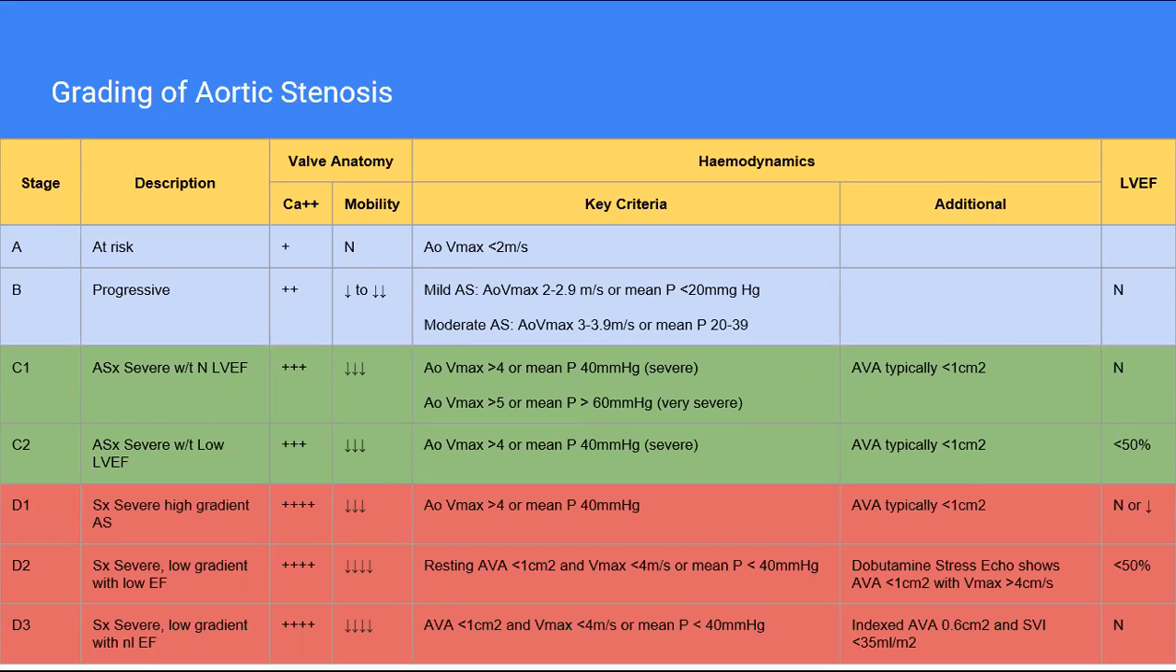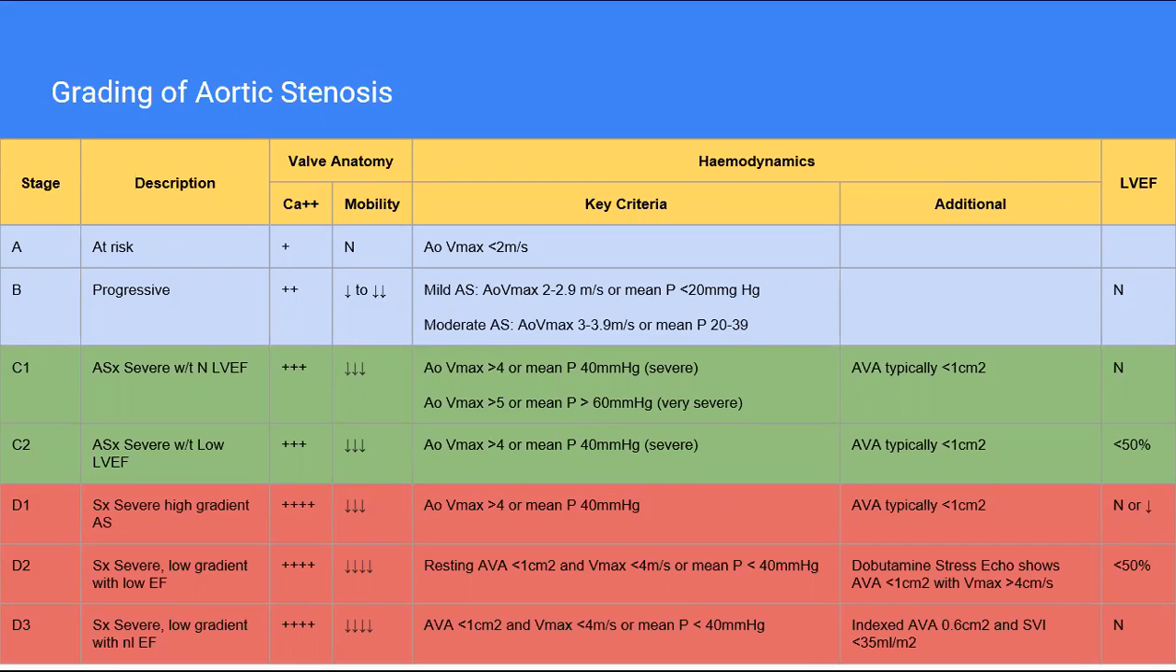In the red, you'll see that these are all severe symptomatic AS. And severe, for the most part, is defined by less than 1 centimeter, less than 4 meters per second flow, and greater than 40 millimeters of mercury for the gradient. In the green, you'll have your asymptomatic severe AS, and then in the blue, you have your at-risk or mild.